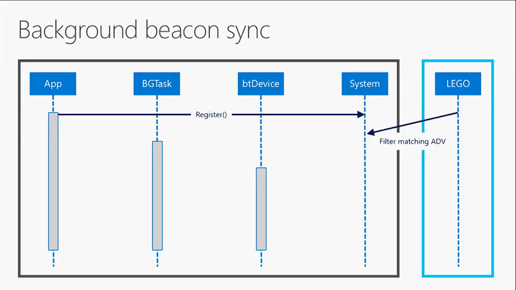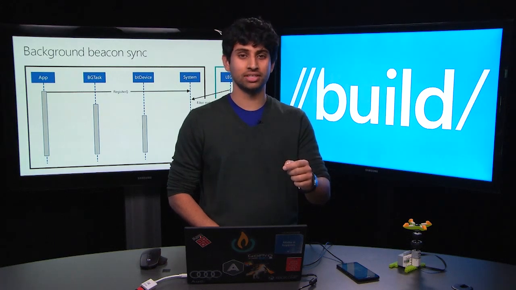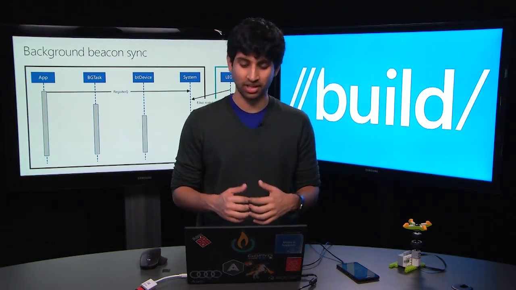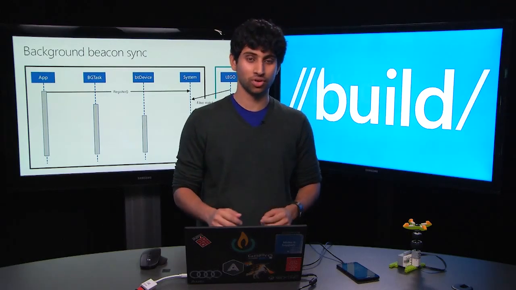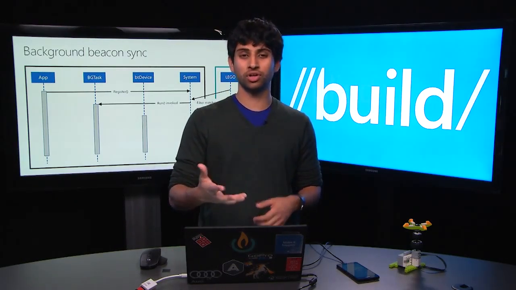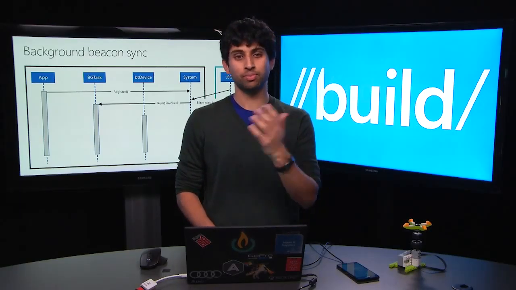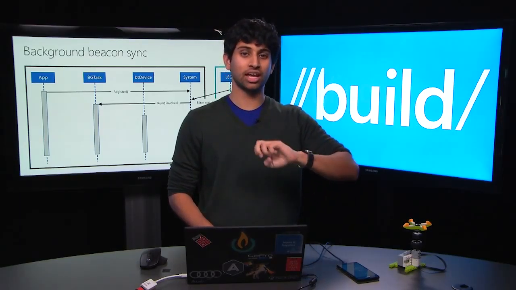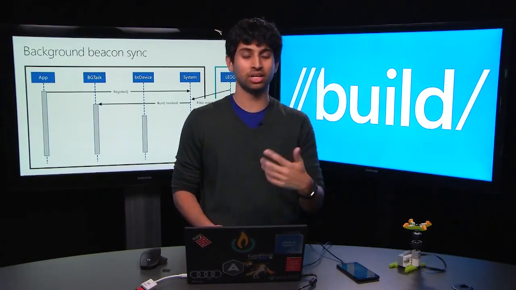When the controller finds a filter that matches the advertisement that the Lego is beaconing, it notifies Windows that there is a beacon around that satisfies your requirements, and in turn, Windows will invoke your background task, the app's background task, so it can respond to a beacon being present.